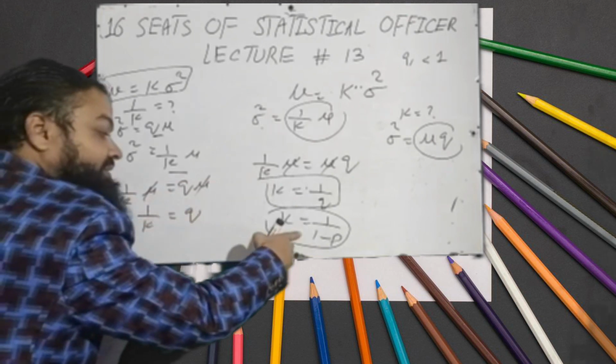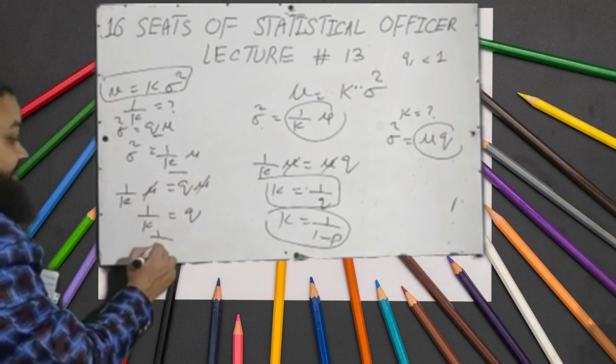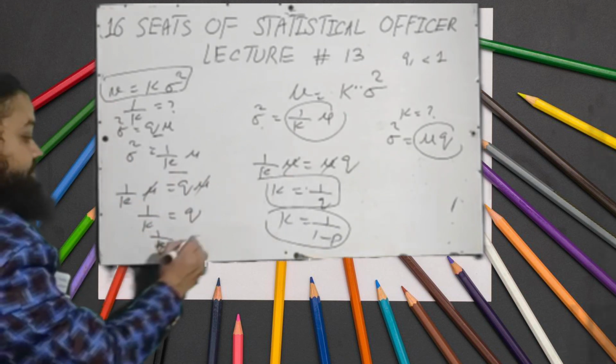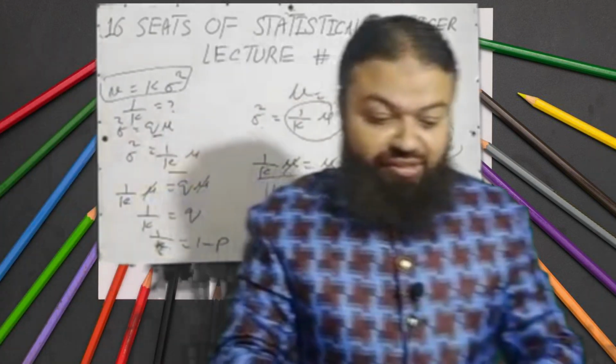Now we will not calculate the value of k actually. The question is, what is the value of inverse of k? 1 over k is equal to 1 minus p, or only q you can write. A very conceptual question.